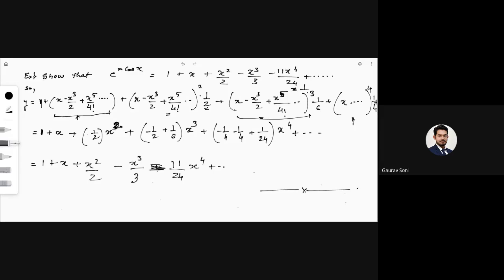Let's see if you can solve this. Expand under root 1 plus sin x up to x raised to 6. You have 2 minutes. It's a very simple example.